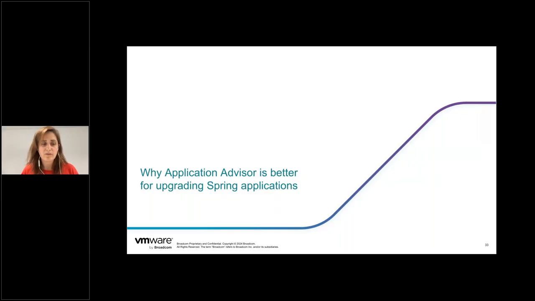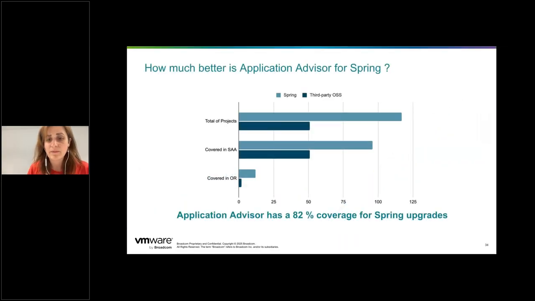Well, we want the Spring Application Advisor not only to support any project, but we want it to be even much better for Spring, right? So why is this much better for Spring? Well, if we take into account all the Spring projects, which are more than 100 projects, and third-party open source projects that are connected with Spring, because they use Spring or because they are used by Spring, this is about 150 projects in total. Spring Application Advisor is able to cover more than 80% of those. We are going to see why.